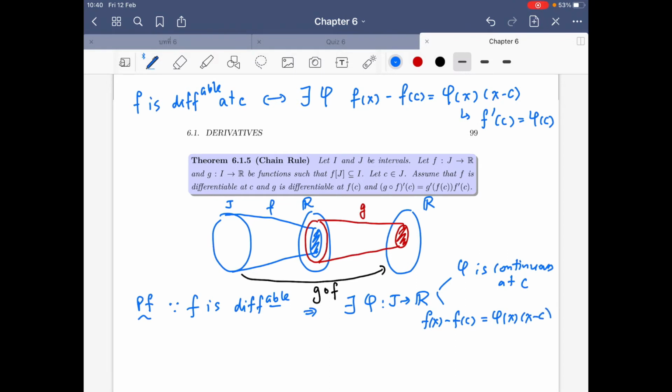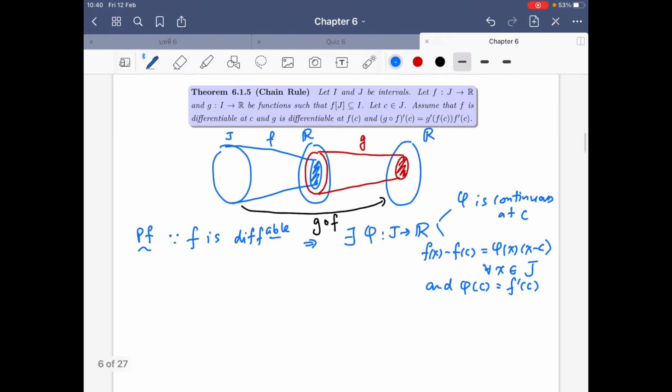All right, okay, you got this thing for all x in J. And of course your phi at c is the same as f prime at c. All right, this is what we have previously. How about your g? Your g is differentiable as well. However, your f is differentiable at c, but your g is differentiable at f(c).